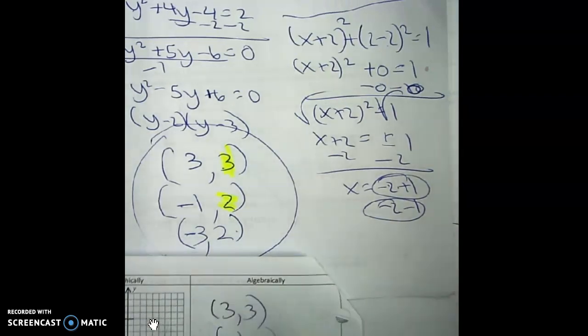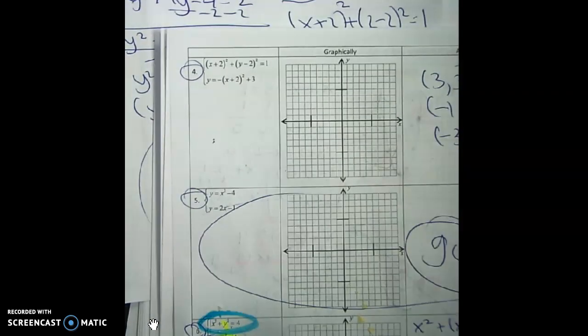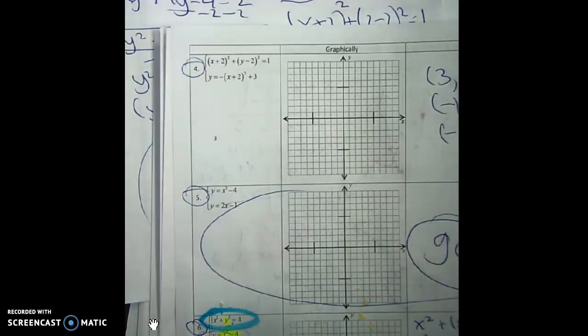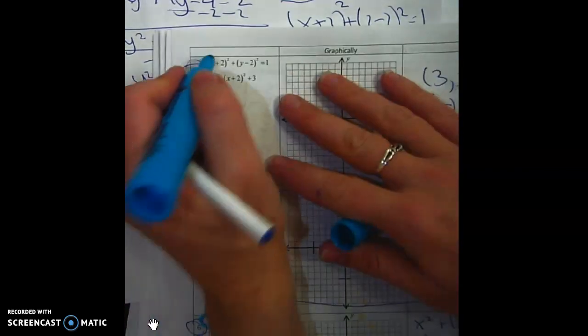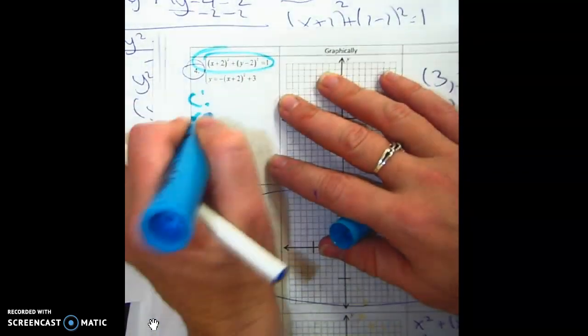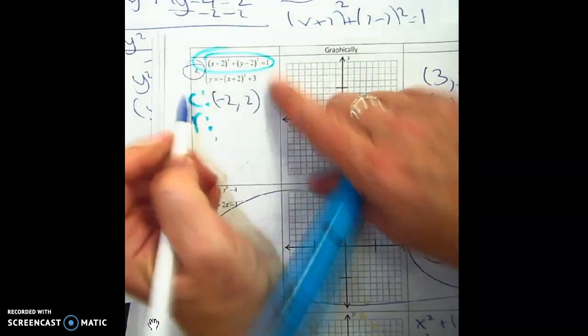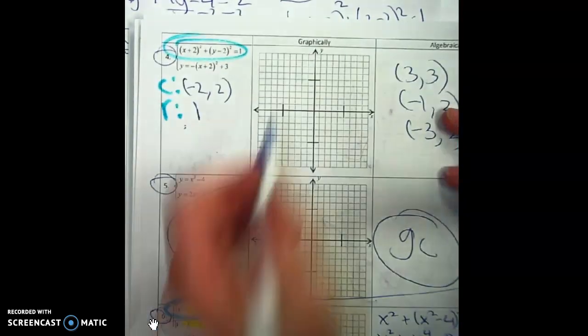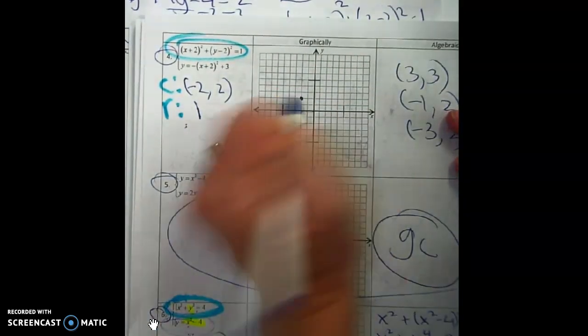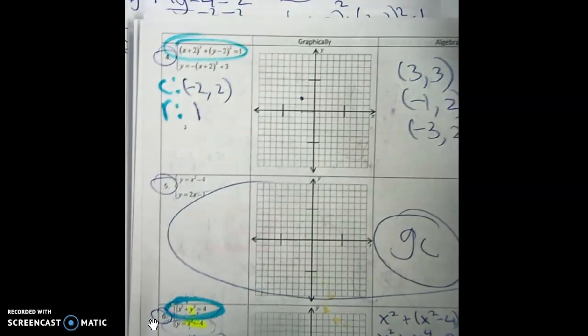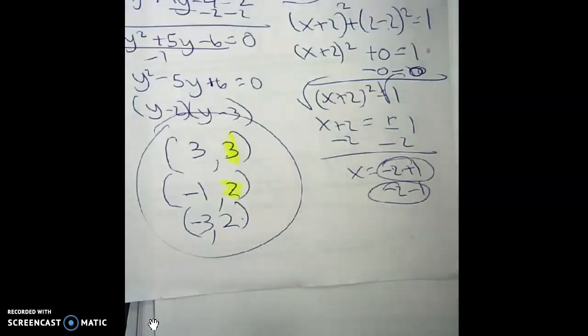Okay? So now what I'm going to do is I'm going to do this graphically. So the one that's easier for me is to graph this one. This is a circle, center, radius. So my center is negative 2, 2, and my radius is 1. So left 2, up 2. Okay? I feel like I made a mistake somewhere, so I've got to figure out what the mistake is.